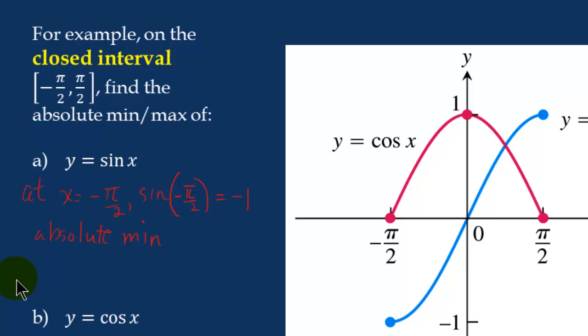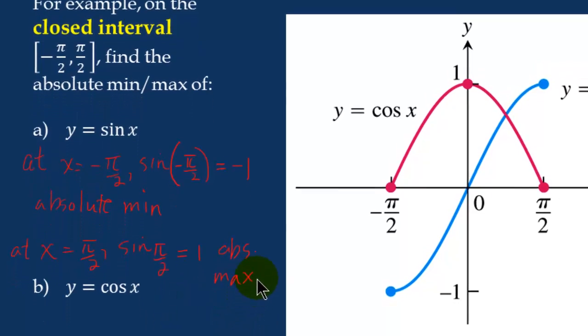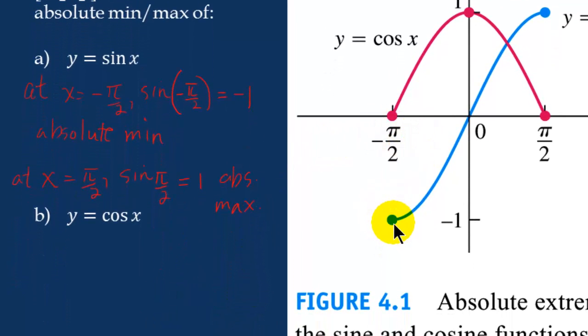Now, at x equal to pi over 2, we know that the sine of pi over 2 is equal to 1, and so that is our absolute maximum. And here, that's where the minimum occurs. That's where the absolute maximum occurs when x is equal to pi over 2.